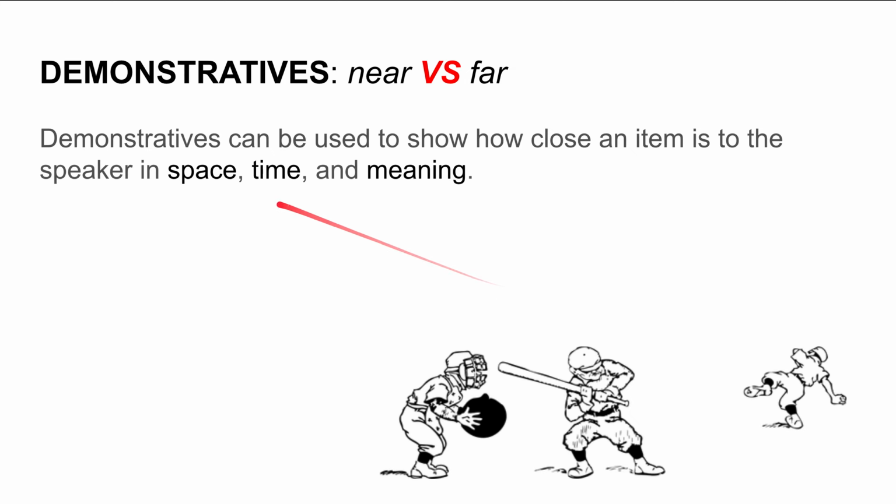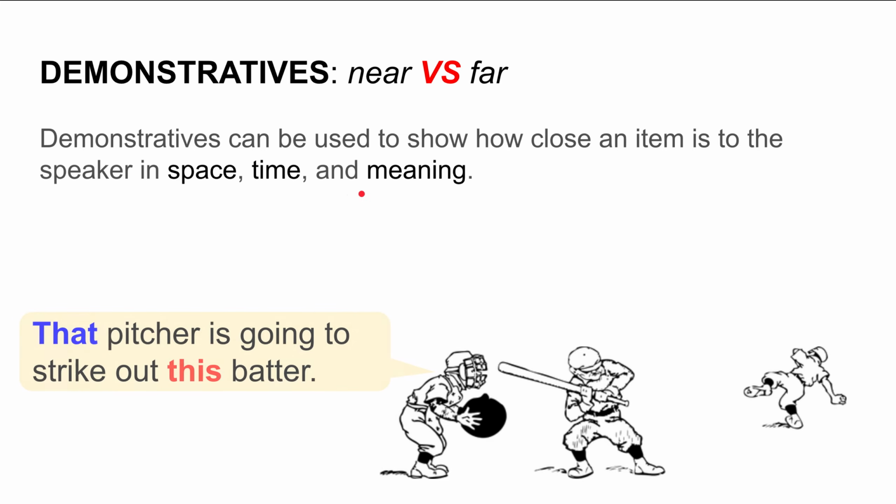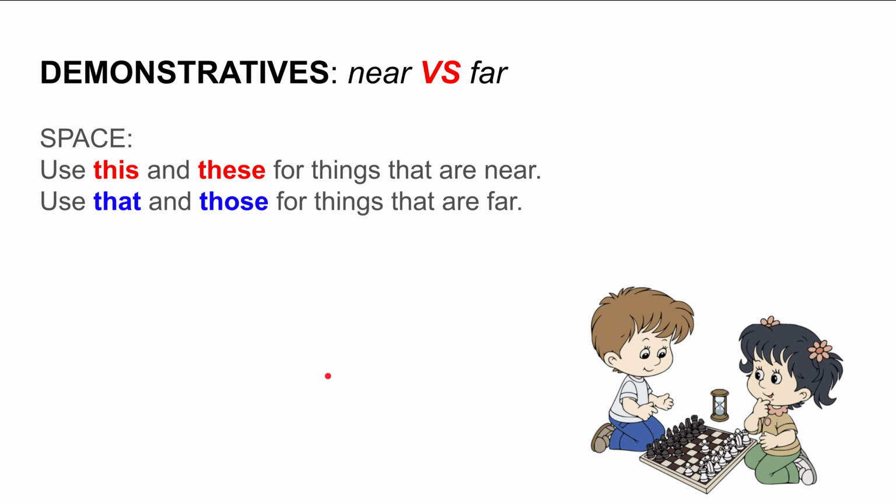So, demonstratives can be used to show how close an item is to the speaker in space and time and meaning. Again, going back to the original sentence, that pitcher is going to strike out this batter. Let's talk a little bit more about this. So, in terms of space, use this and these for things that are near, and use that and those for things that are far.